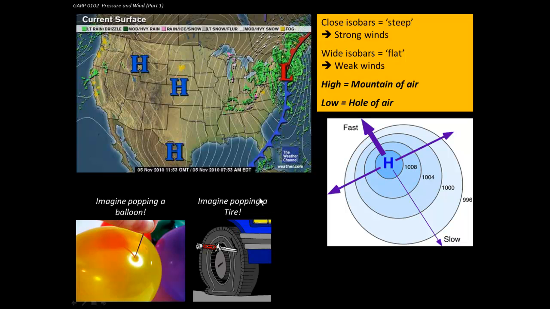That might be the difference between popping a tire and popping a balloon. You pop a balloon, it's pretty mellow, because the pressure difference from the inside of the balloon to the outside of the balloon isn't that great. If you pop a tire, yeah, you got a much bigger pressure difference, so it's going to be a much louder bang.